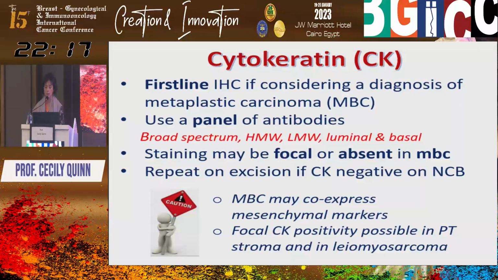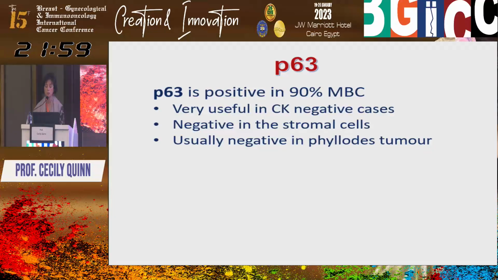Now, it is important to remember that metaplastic carcinoma may co-express mesenchymal markers, and that, on the other hand, you may see focal cytokeratin positivity in the stroma of Phyllodes tumor and in leiomyosarcoma. So nothing is absolute. P63 can be very helpful, and it's positive in about 90% of cases of metaplastic carcinoma. It's very useful in cytokeratin negative cases. It should be negative in the stromal, non-malignant spindle cells, and it is usually negative in Phyllodes tumor.